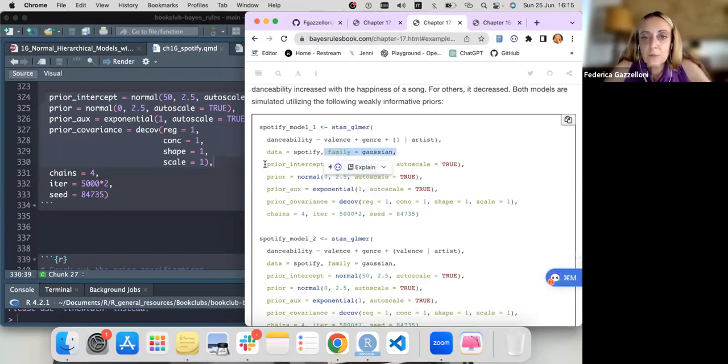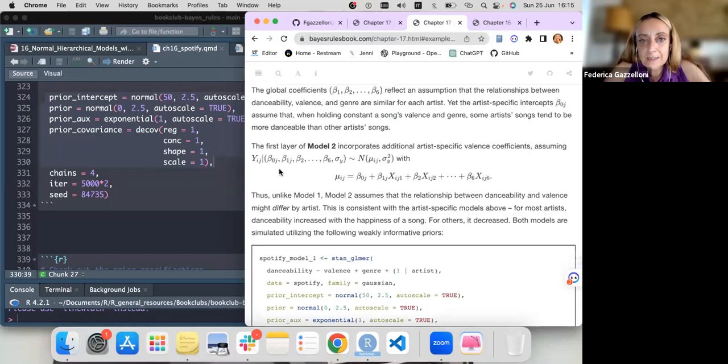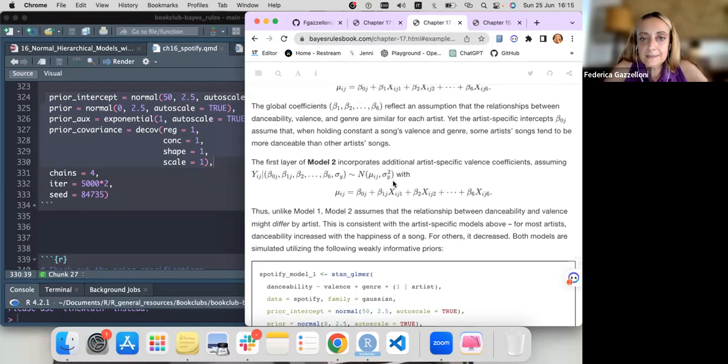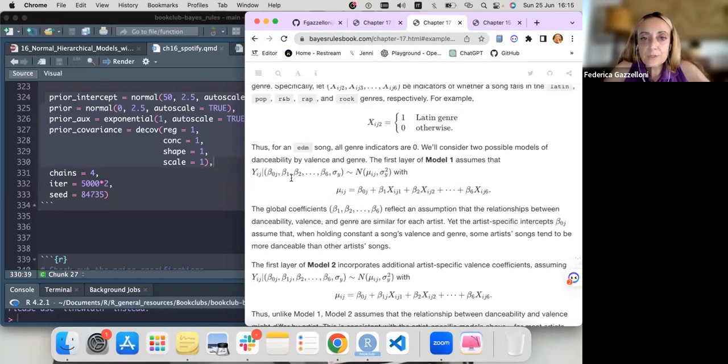So this family Gaussian, with a prior intercept centered to 50 and then a centered intercept to zero. Because as you can see here, model one, we basically consider our predictors to be zero and one. Okay, we set one gender, which is Latin gender. If it's Latin, it's one and zero otherwise. And so our model basically takes into consideration different predictors, as well as an intercept, which is attached to the value of the number of artists, okay?